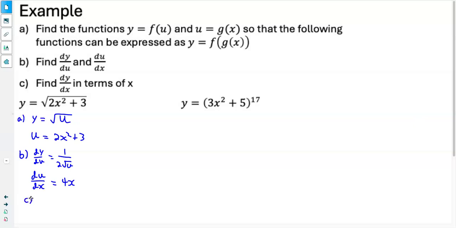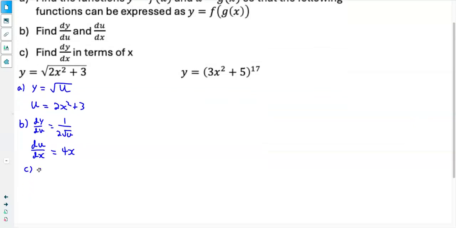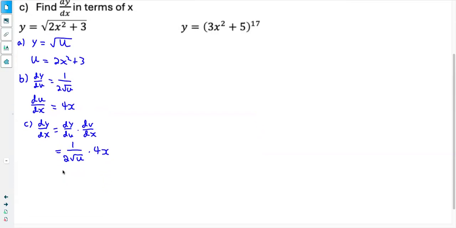Now from that previous page, we know that dy over dx is equal to dy over du times du over dx. So therefore, dy over du was 1 over 2 root u times our du over dx, which was 4x. So this is going to be 4x over 2 root u.